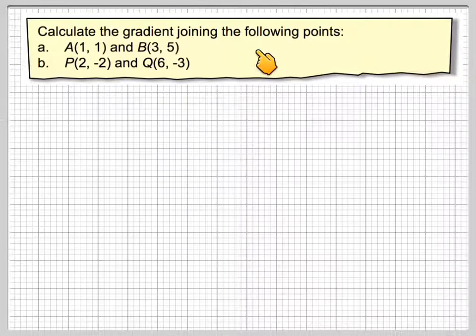Calculate the gradient between the following points: A (1, 1) and B (3, 5); P (2, -2) and Q (6, -3).